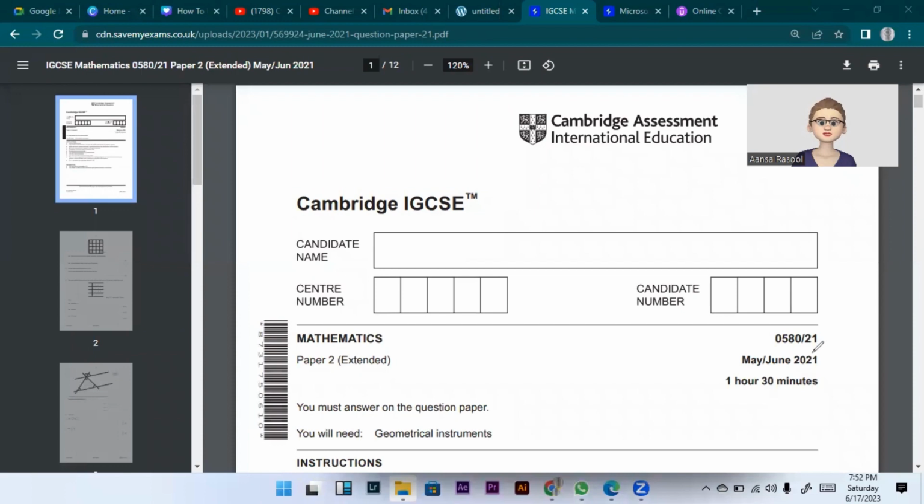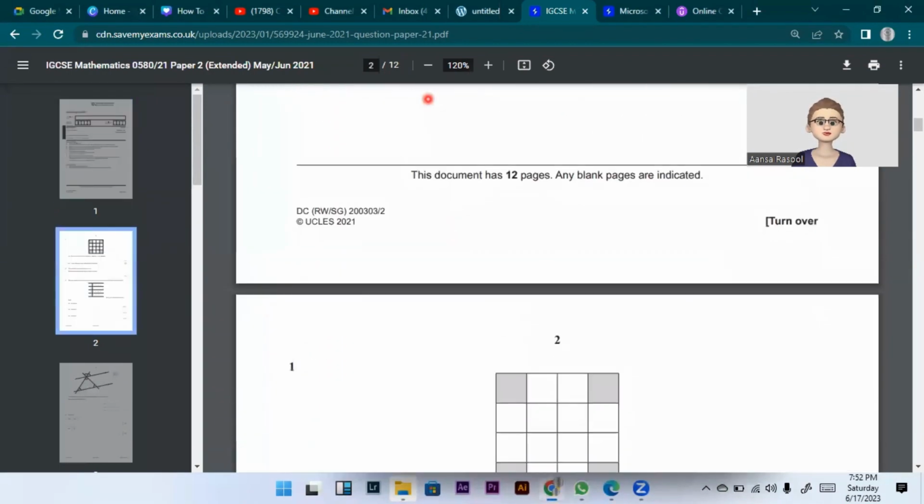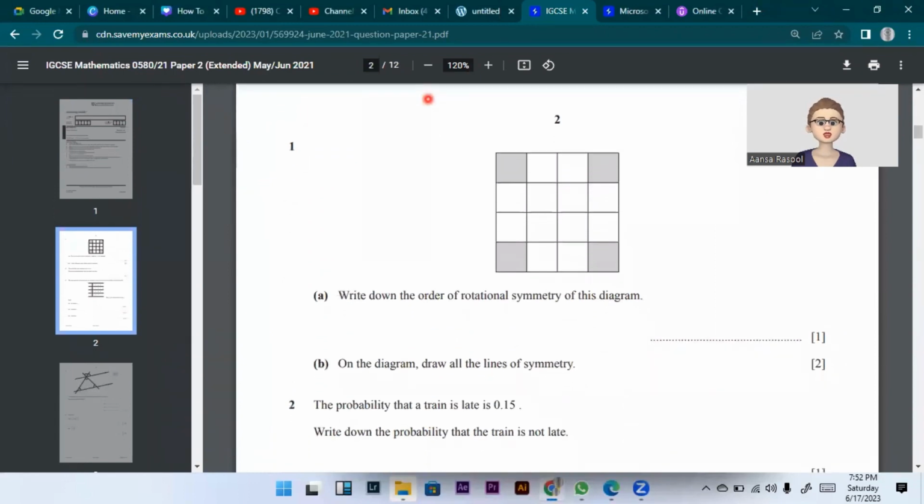This is a paper of May June 2021 and it's the extended one. 0580 is the code. Okay. In this, the first question is: write down the order of rotational symmetry of this diagram. That is 4. The next question is: on the diagram, draw all lines of symmetry.